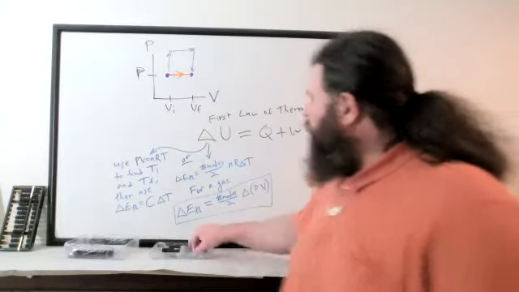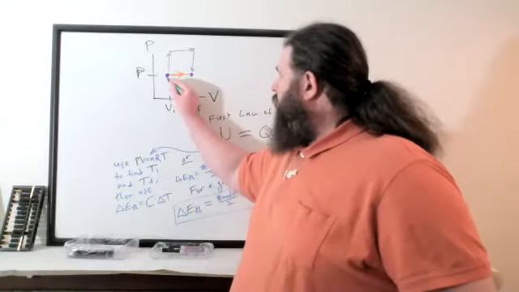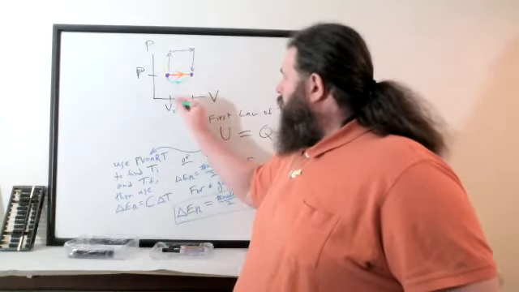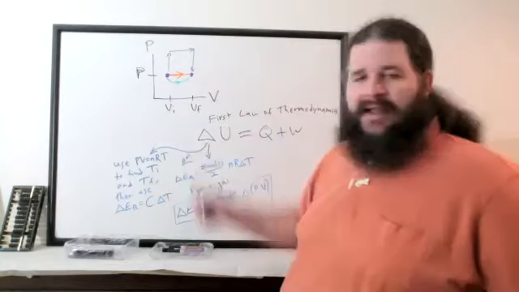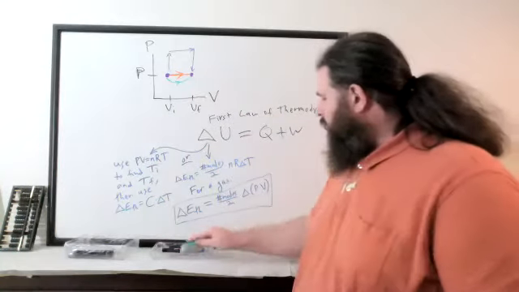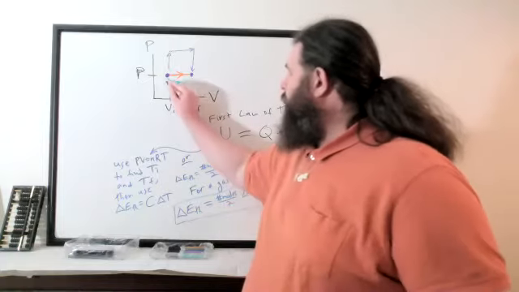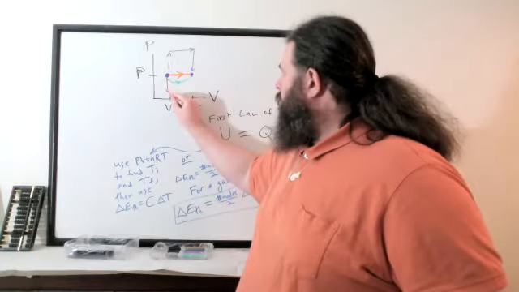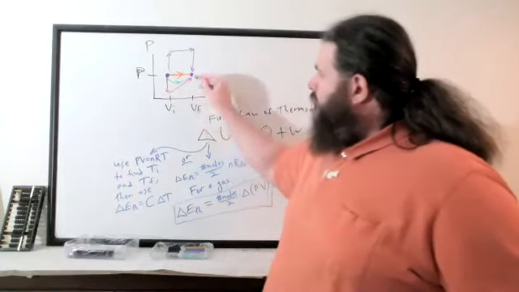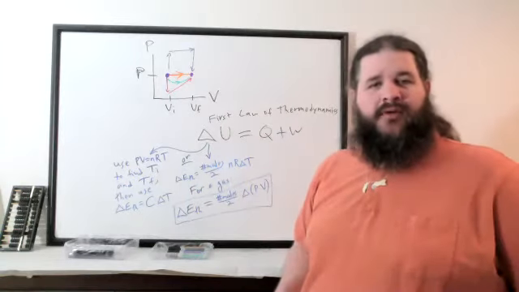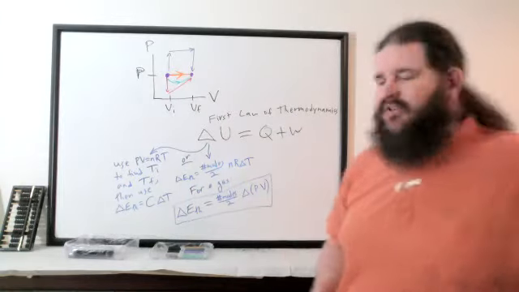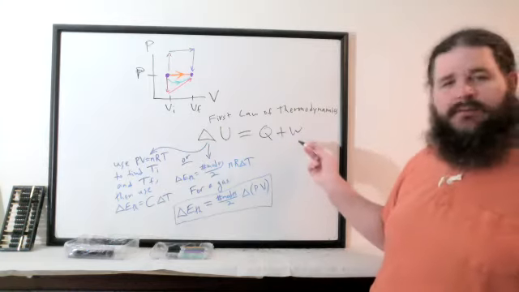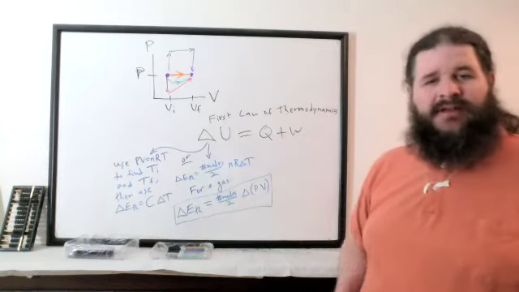So if you take any two processes that all start at the same point and all end at the same point, all these processes I'm drawing in here, all these processes involve the same overall change in energy. They're just split up into different amounts of heat and work, but those heat and work still add up to the same delta U.